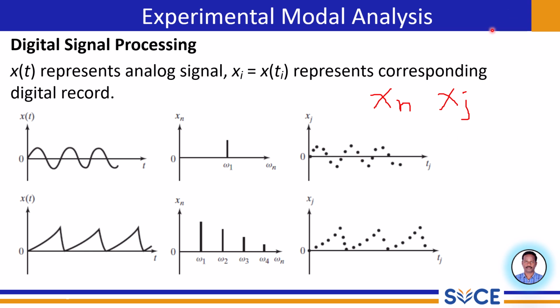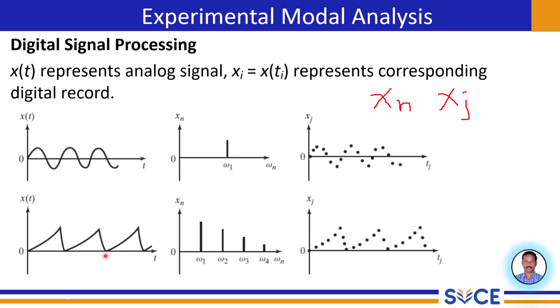Now we go to the second row of these representations. Here the analog signal x of t is a complex waveform. It is not simple, appearing as a sawtooth wave. This represents a vibration with multiple frequency components.